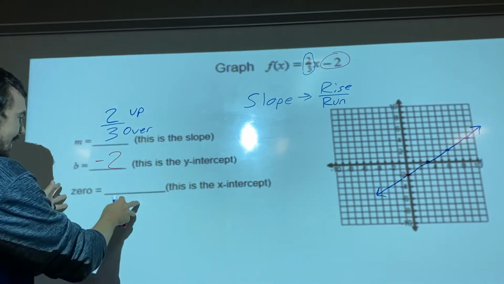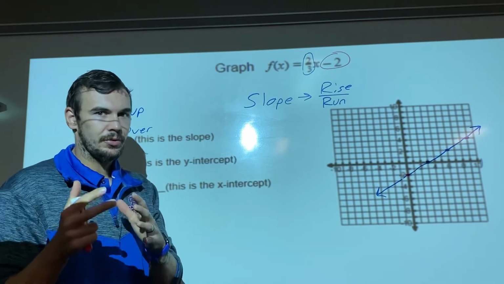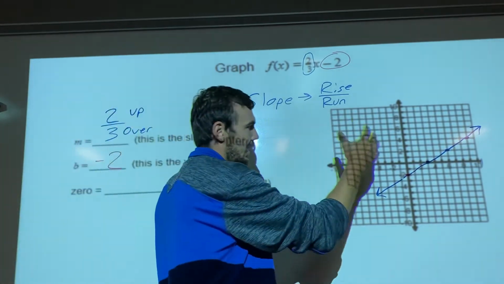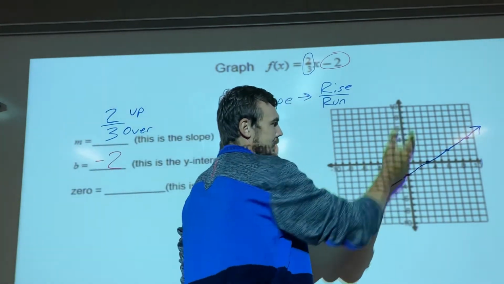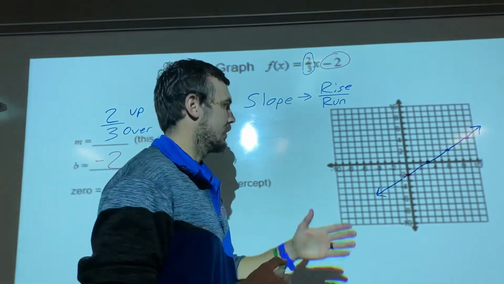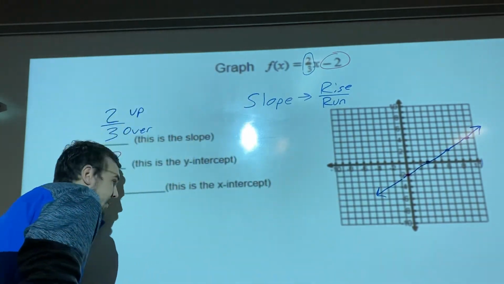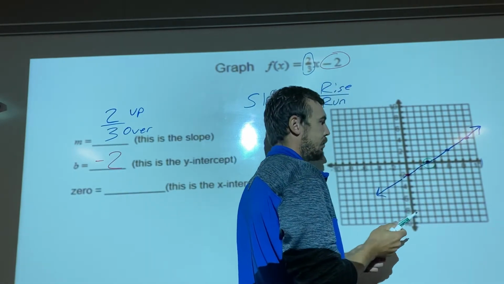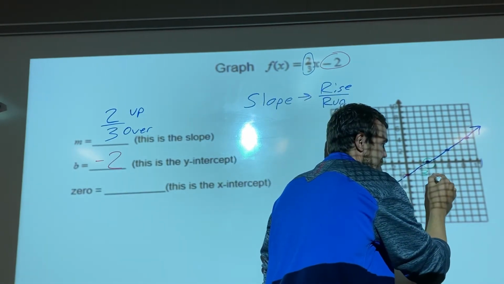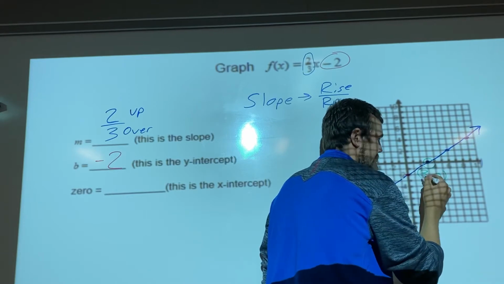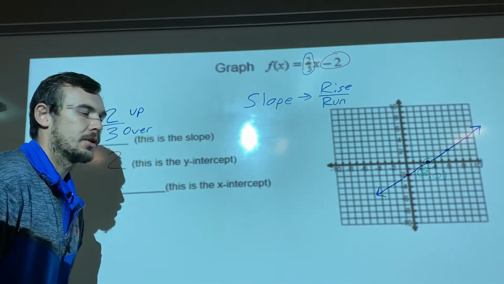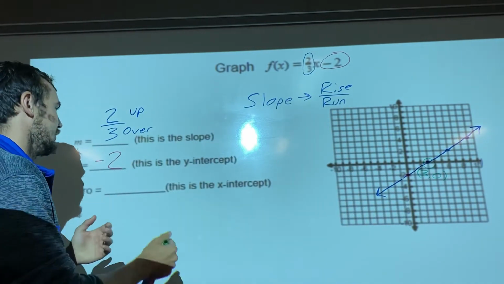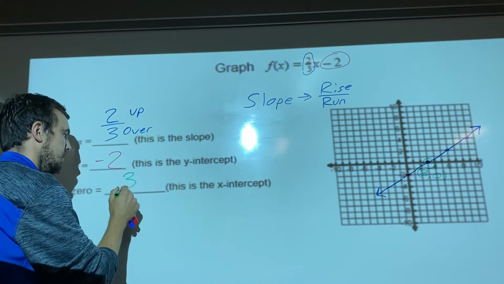Now, the last thing they asked was our 0. And again, a 0 is our x-intercept, so it's where it lies on the x-axis. This line will only touch the x-axis once, and I see that it touches right here, and this point is located at 3, 0. All right, so our 0 in this case is just 3.